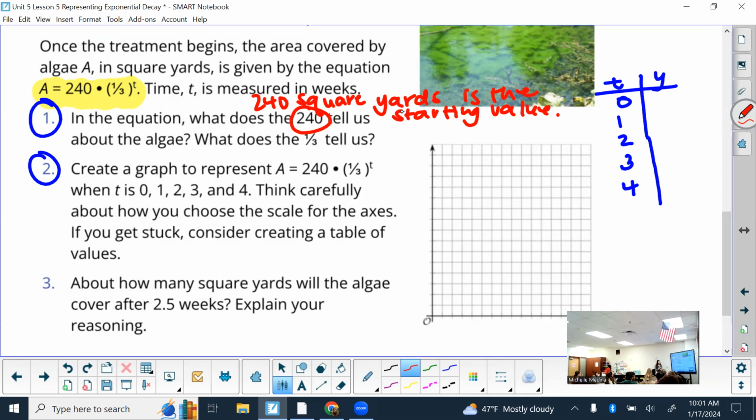And that is true. It is when the x is 0. Because also, if you did the calculation, and you put in a 0 for the t, anything to the 0 power is 1. 1 times 240 is 240. So that should have been your first output when we set up the table for t. So good, table 5, what does the 1/3 tell us?